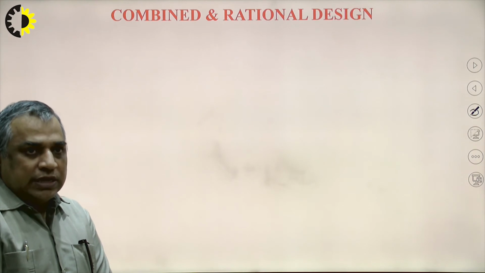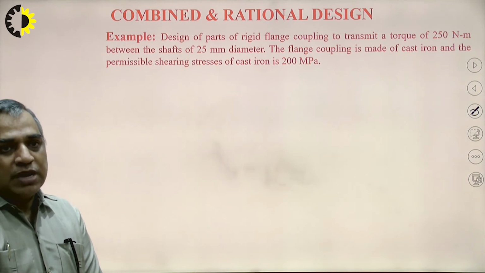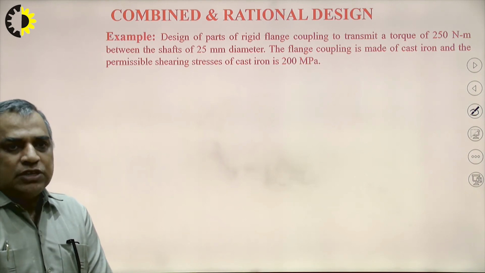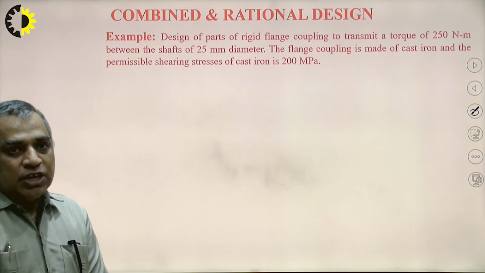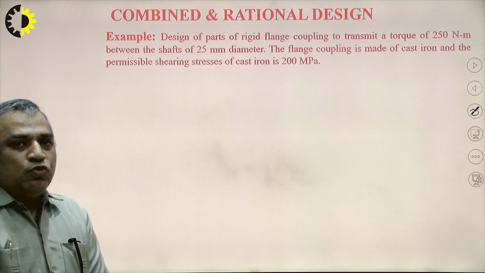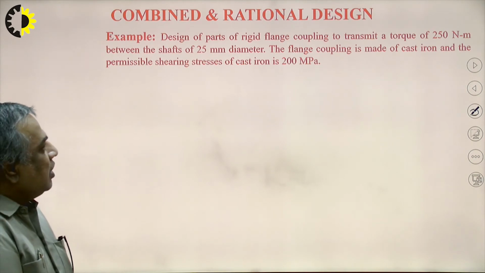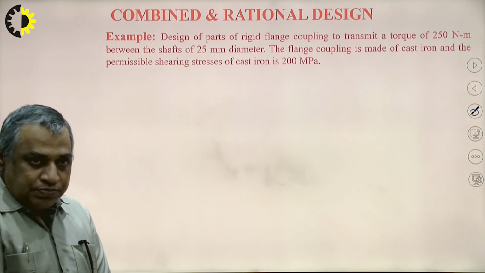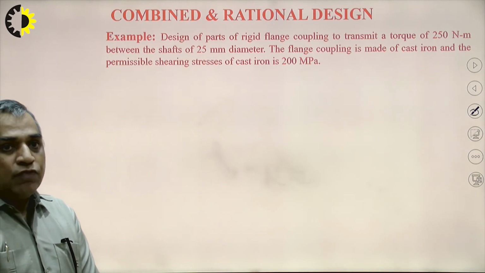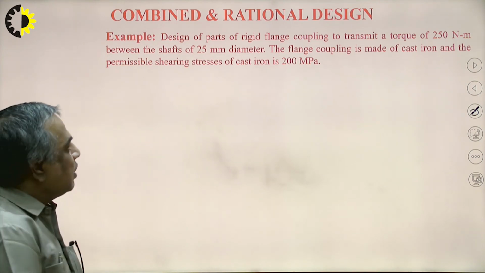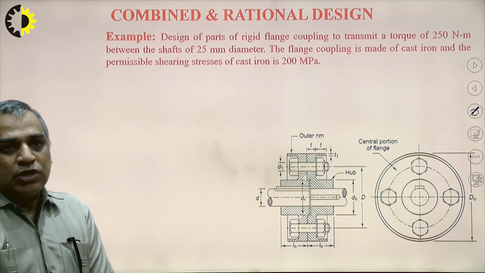Now we take another example for combined and rational design. Design of various parts of rigid flange coupling. So we will discuss only one part in this lecture. Design of parts of rigid flange coupling to transmit a torque of 250 Newton meter between the shaft of 25 millimeter diameter. The flange coupling is made of cast iron, and the permissible shearing stress of cast iron is 200 megapascal. It is given here.